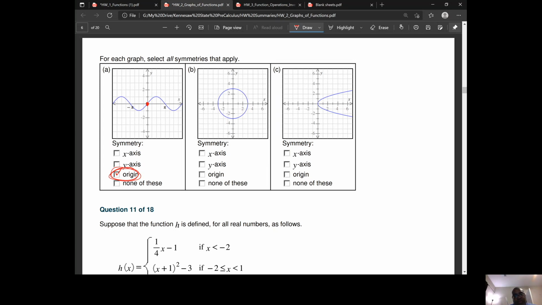Okay. Symmetry for the circle: x-axis, y-axis, and origin. It's a circle. You can flip it and rotate it around any way. It's going to do the right thing. Part C is symmetric to the x-axis. We can see that pretty easily. This is the line of reflection right here. All right, now the other ones.